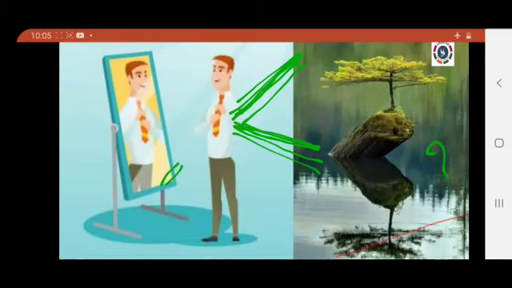We have experienced it many times while we are crossing a riverside. We can see our image in the river. You might have experienced it, I hope. So, let's see how the image is formed.